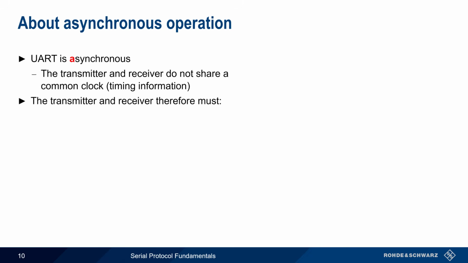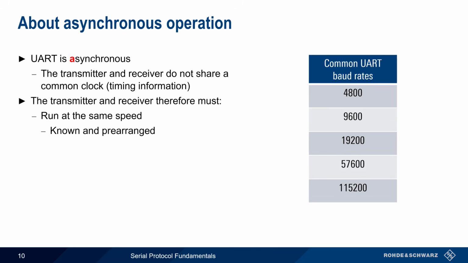Since they don't share a clock, transmit and receive must run at the same speed, and since UART does not have a way to signal or configure this speed, the speed must be known and prearranged outside of the protocol. The most common UART baud rates in use today are 4800, 9600, 19.2K, 57.6K, and 115.2K. These numbers may look familiar to you, especially if you use modems or terminal connections.